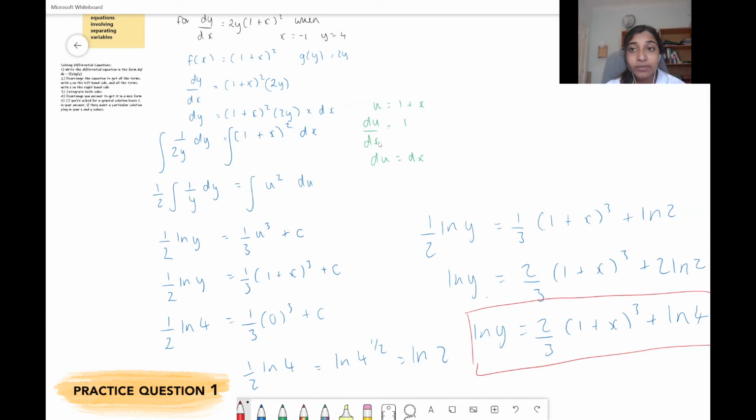So I did this by substitution. You could have easily spotted this. You could have easily spotted the substitution in your head, or you could have multiplied out, whatever's easier for you.